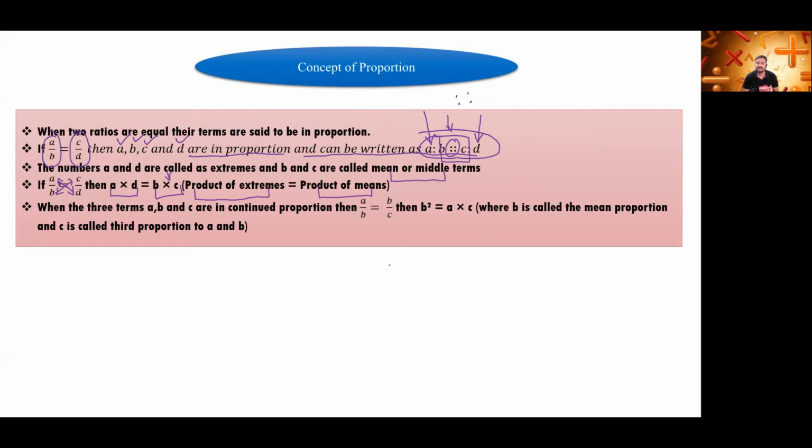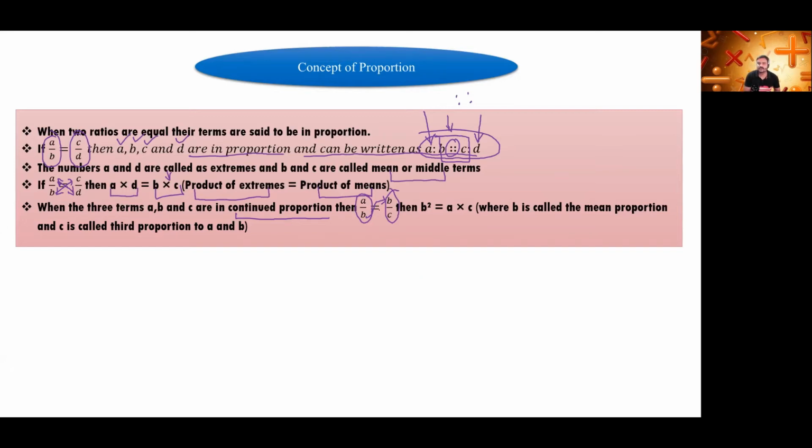Okay, it will be clearer when we do the example. For now, try to understand the theoretical part of this chapter. When three terms A, B and C are in continued proportion, like A upon B, then B upon C is the second ratio, because B continues from the first ratio. That's why it is called continued proportion.